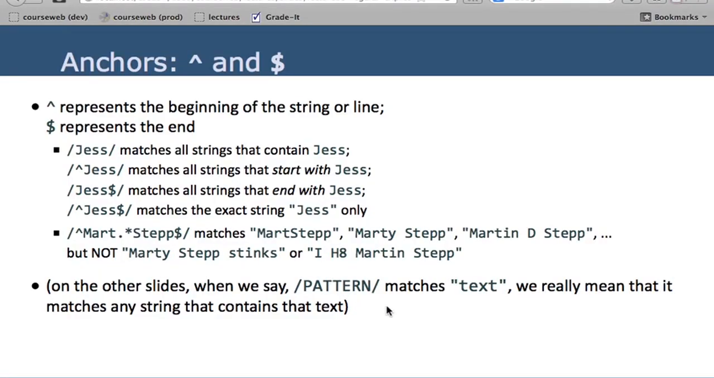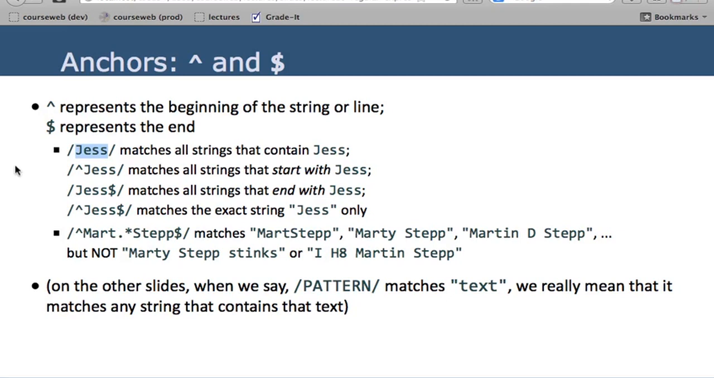Well, in order to do that, we use what are called anchors. Anchors are special characters that indicate the start or the end of the string. So the caret represents the start. This dollar sign represents the end. So Jess matches anything that contains Jess. Could be in the middle, could be in the end, could be in the beginning, whatever.